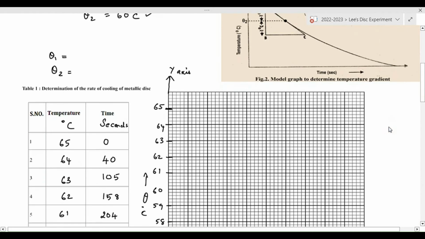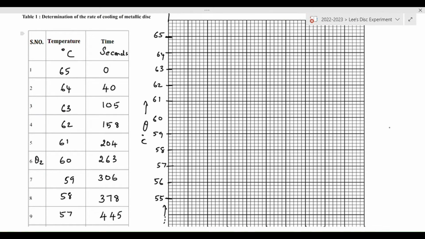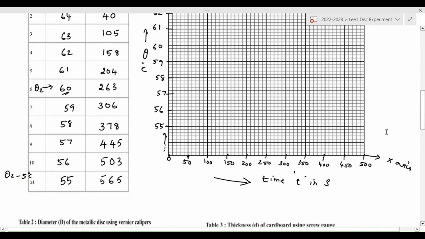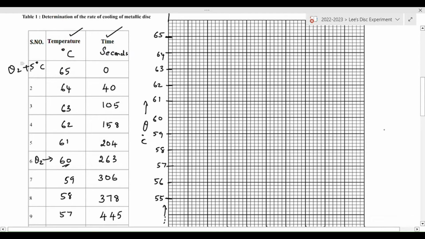Now we have a tabular column here: temperature in degrees Celsius, time in seconds. Theta 2 is written at the 6th position, and at the first place theta 2 plus 5 degrees Celsius is written. Then 65, 64, 63, 62, 61, 60, we have theta 2 here, and then 59, 58, 57, 56, 55, till theta 2 minus 5 degrees Celsius. For every 1 degree decrease, the temperature is written here.